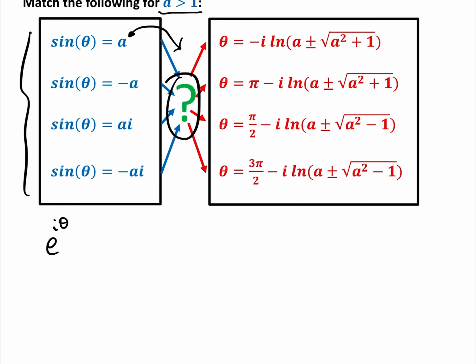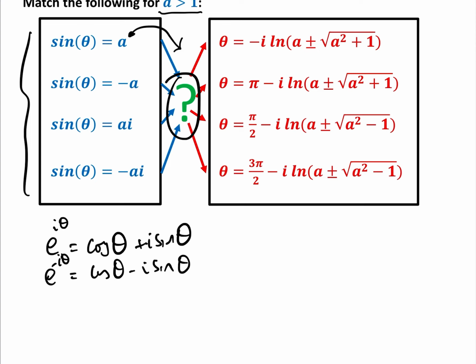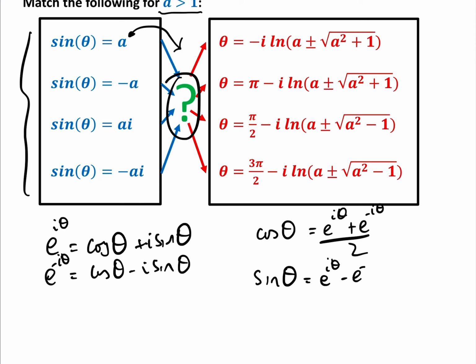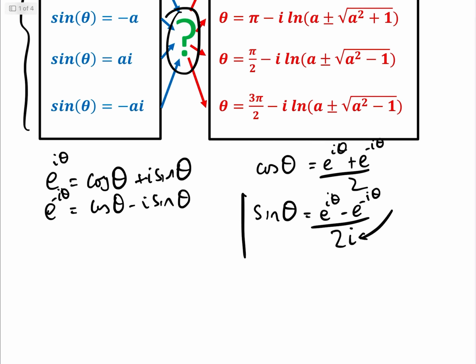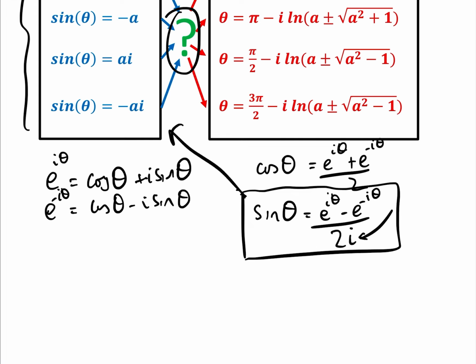Now, if we look at Euler's identity, we got that e to the i theta is cos theta add i sine theta, and e to the minus i theta is cos theta minus i sine theta, and adding those up gave us what we were using yesterday, which was cos theta equals e to the i theta add e to the minus i theta over 2. Well, if we take them away, we get that sine theta is e to the i theta minus e to the minus i theta over 2i, and that i does make a difference. Okay, so we're going to use this to solve these and work out which one is which. So let's have a look.